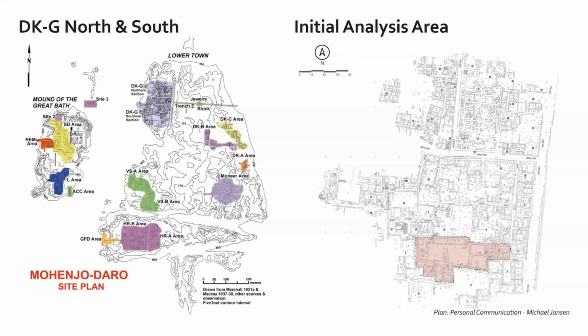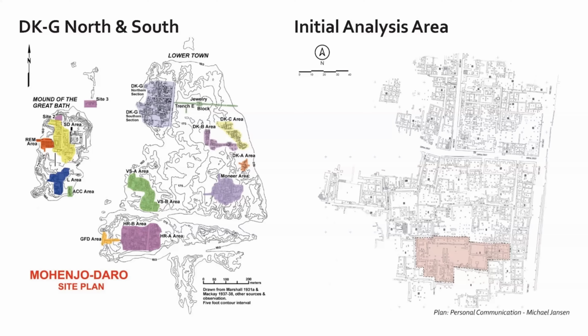Now, if you look on the left side of the plan of Mohenjo-daro, where it says DKG North and South, you can see here that there's the stupa mound, or the citadel, the Acropolis, the Mount of the Great Bath. And it's separated by the lower town, which is to the right. It's important for us to recognize that the project we're trying to do right now is located in a specific neighborhood, but we are looking and thinking about the larger city structure as a whole.